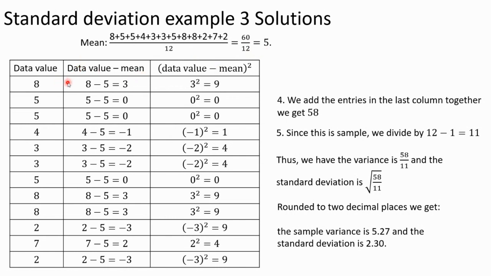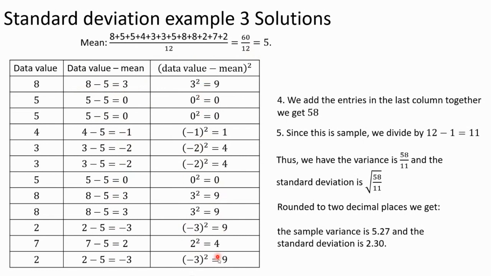Well, you have to subtract the mean from each data value. So we're subtracting 5 from each data value. Here we get 3. Here for these two we get 0, -1, -2 twice, and so on. And then of course what you do next is you square the differences. You square these differences, and this is what you get. Some of these are going to be 0, some are 9, some are 1, that's okay.